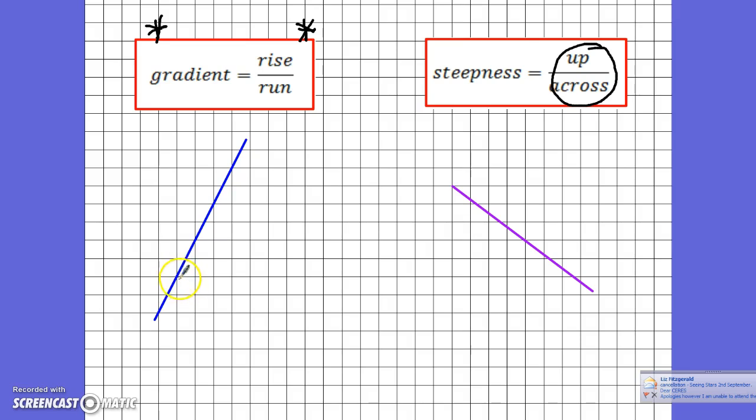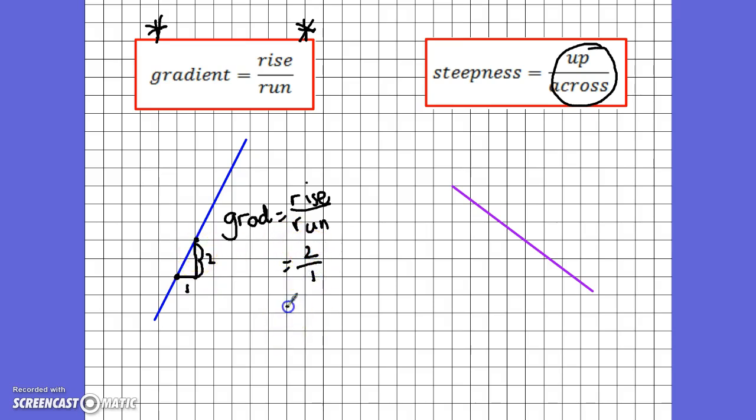So let's look at that. 2 points that you know your graph is going through are here and here. So we can make a triangle. We know we're going across one, we're going up 1, 2 spots. So our gradient, which is rise over run or up and across, doesn't matter which way you think about it. I'm going up 2 spots, across 1 spot. My gradient is 2.